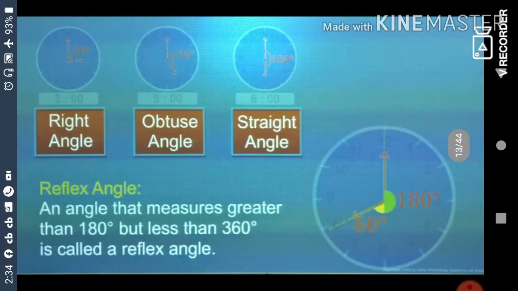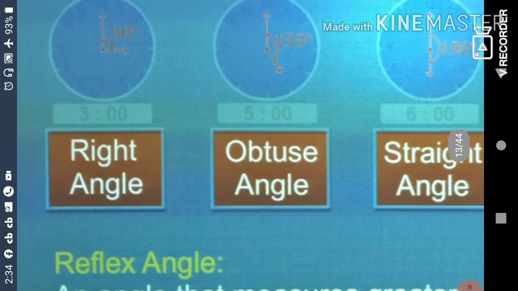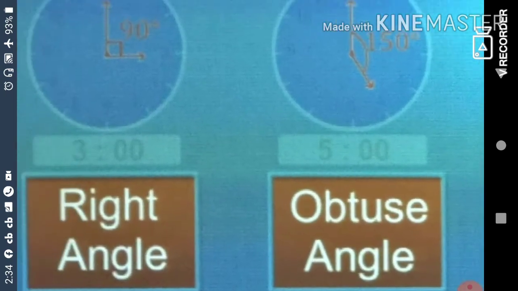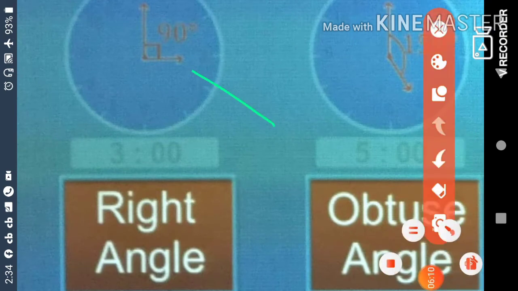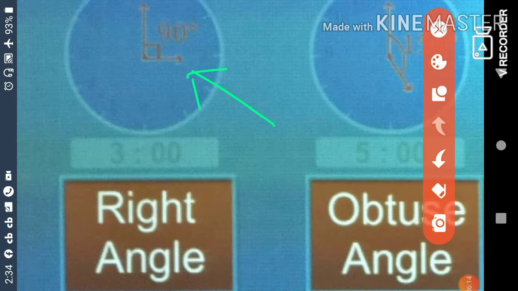Look at here. First one, right angle. What is right angle? An angle which measures 90 degrees is called a right angle. Even you can see that on your clock, when 9 a.m. or 3 a.m. or 3 p.m. or 9 p.m. is there, it shows exactly the symbol of right angle. Right angle measures 90 degrees.